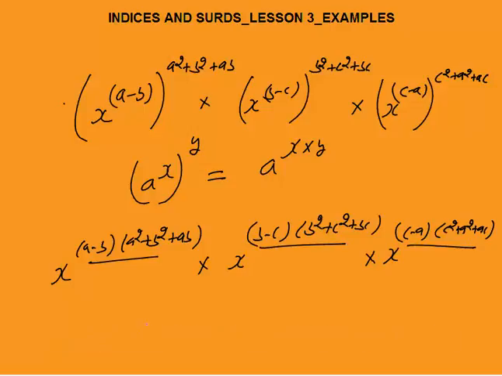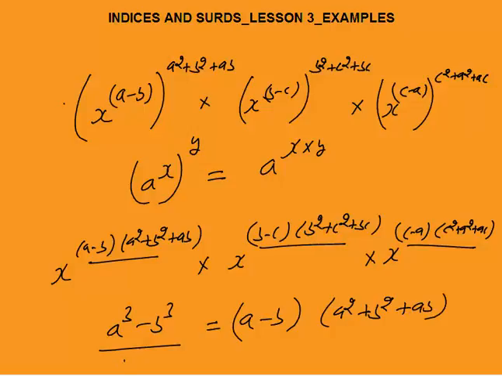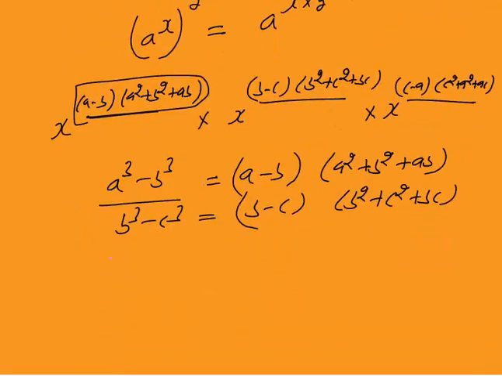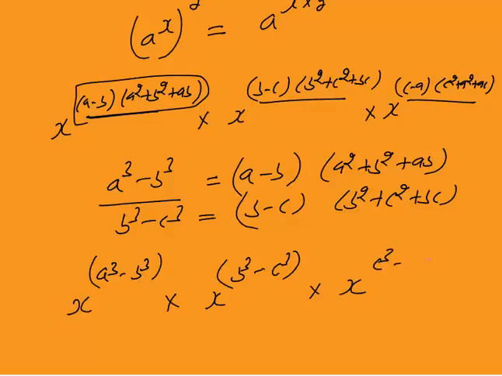Now what to do next? There is a formula you must know: a cube minus b cube is what? a minus b into a square plus b square plus ab. What is b cube minus c cube? This is again the same, b minus c, b square plus c square plus bc. So this is the same formula that I have written here. So this will become x raised to the power a cube minus b cube into x raised to the power b cube minus c cube into x raised to the power c cube minus a cube.